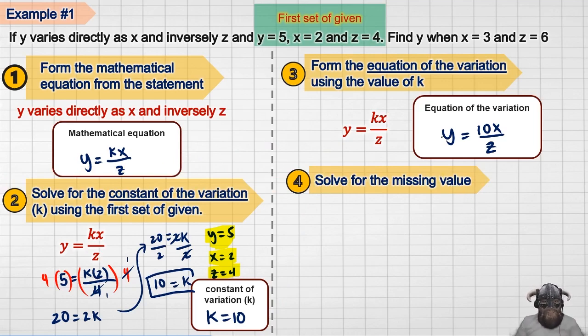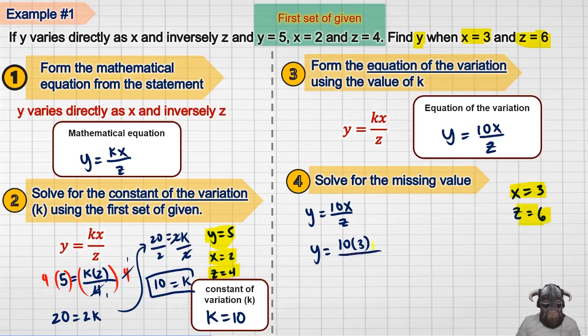But before that, we are asked to find the value of y when x is equal to 3 and z is equal to 6. So, let's write down x is equal to 3 and z is equal to 6. Now, as we solve, we'll rewrite this one. We have here y is equal to 10x all over z. So, all you need to do is to substitute the given values. X is equal to 3. So y is 10 times 3. Then, substitute z on the denominator. So, z is equal to 6.